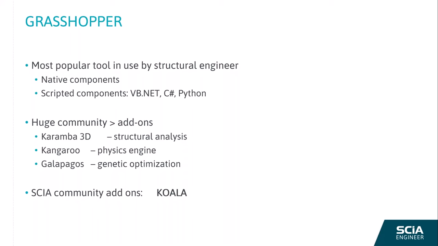And there's also a huge community. There are people that know scripting and that know how to write Python scripts, for example. Those people can also add add-ons into Grasshopper, which are mostly free to use on the Grasshopper platform. And we also created this add-on, which is called Koala. This is basically to connect Grasshopper, or an analytical model you make in Grasshopper, with SCIA Engineer.